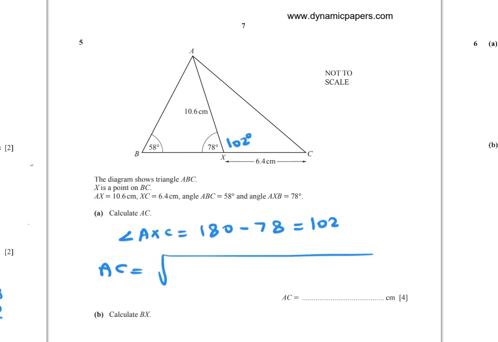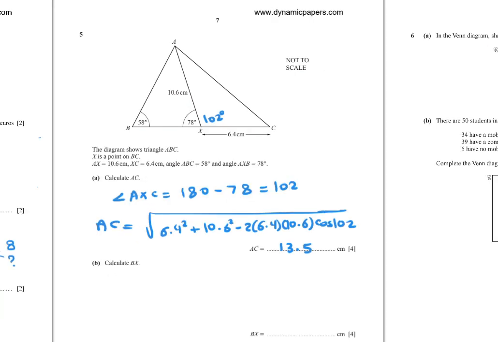Square root of 6.4 squared plus 10.6 squared minus 2 times 6.4 times 10.6 cosine of 102 equals 13.5 to 3 significant figures.